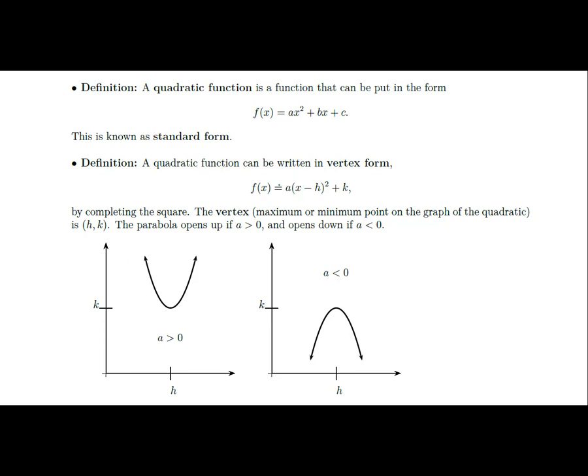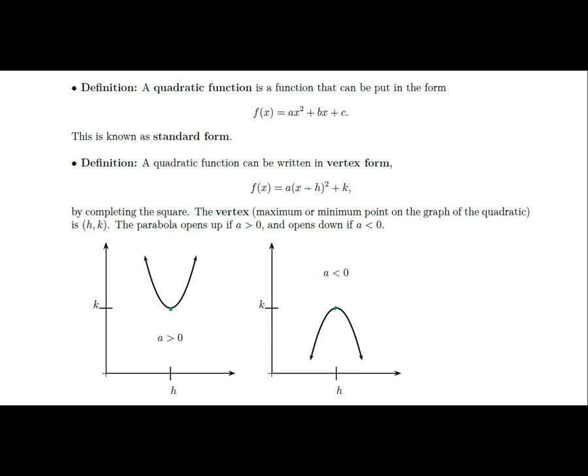And so you can also write them like this. And the significance of vertex form is that the vertex, which is either the bottom of the valley or the top of the hill, is always going to be (h, k). So the advantage to having it in vertex form is you can read where that minimum or maximum value is just right off from the equation itself.